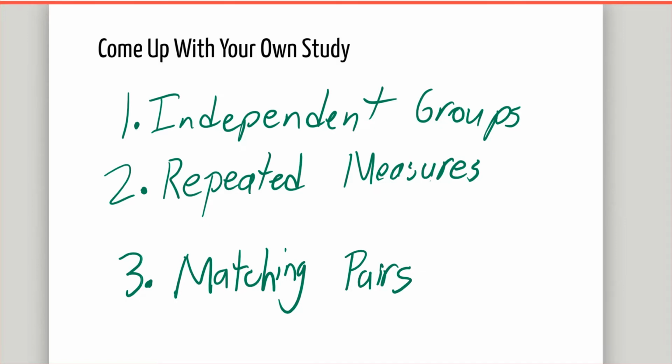So yeah, this will only be a small portion of grade. It's more of like a survey. I just want to see your ideas of how you can make an independent groups design a repeated measures paired design, or a matching pairs paired design. It'll be fun to read your ideas.